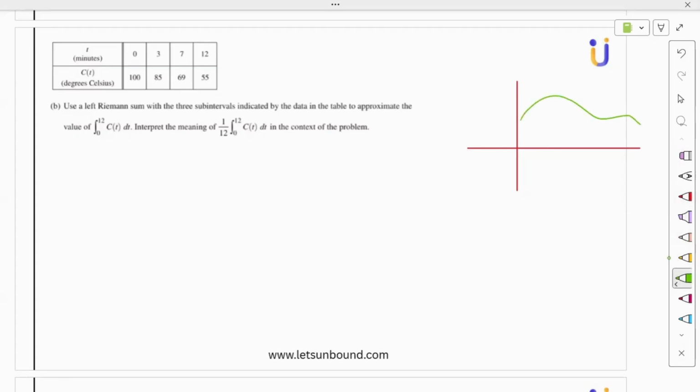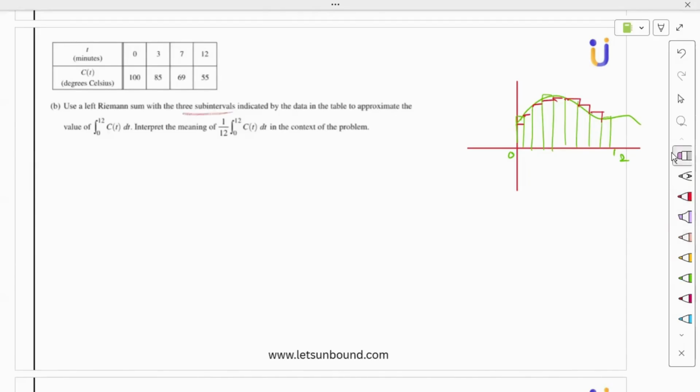So if this is your graph, and you're going to do 0 to 12, integral means you will break this into rectangles and calculate the area of each rectangle. But a left Riemann sum means your height will be the left one. What I did here is actually a right Riemann sum. For a left Riemann sum, you have to complete the rectangle from your left side. So your left endpoint will be used for the height of the rectangle. But this time they're asking for only 3 subintervals.